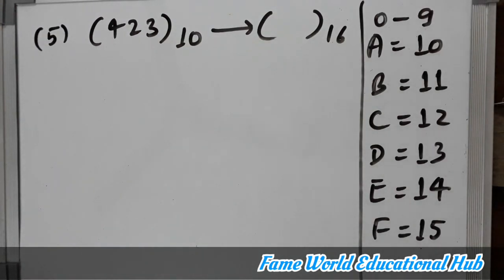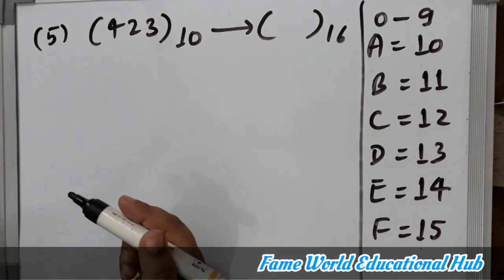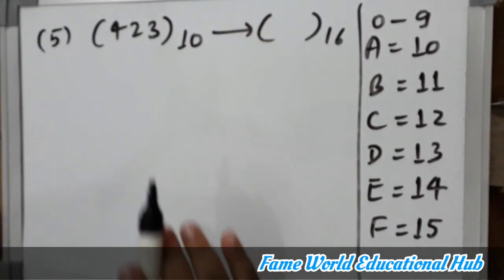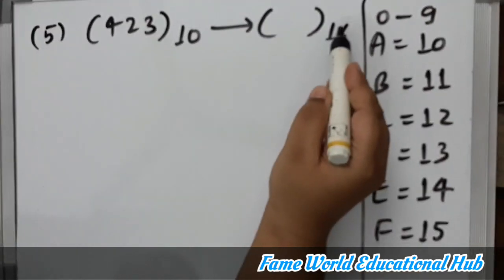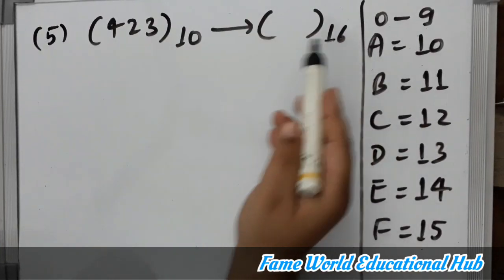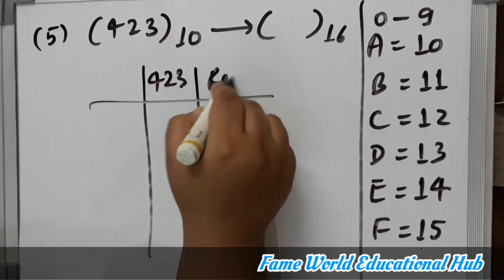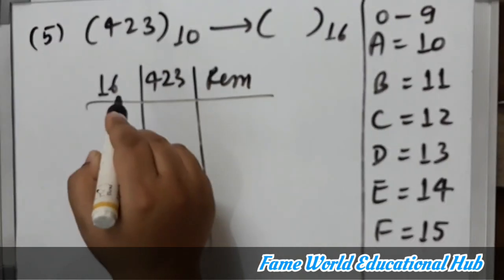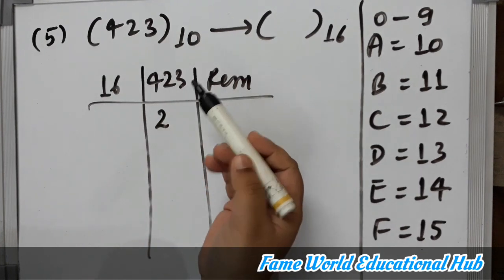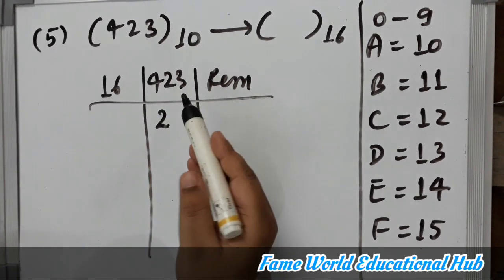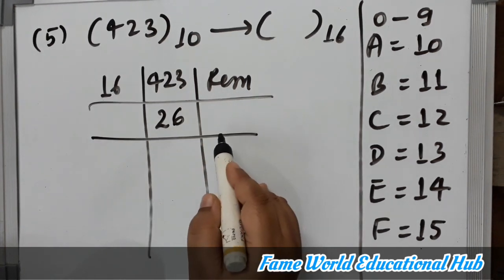So now coming towards our next question, that is the fifth one, and here you can see I have taken 423 as decimal, and 16 is our output one, like what will be our answer, that will be in hexadecimal. That's why we have this base 16 here. So let's convert it. So 423 and 16, we will start with 16. So here 16 2s are 32, then we will go for 16 6s are 96. So 16 into 6, 96.